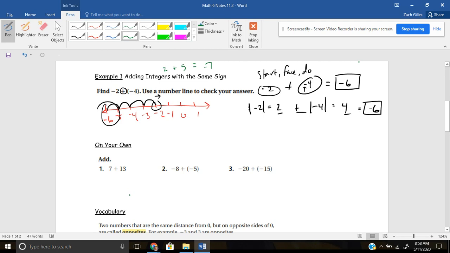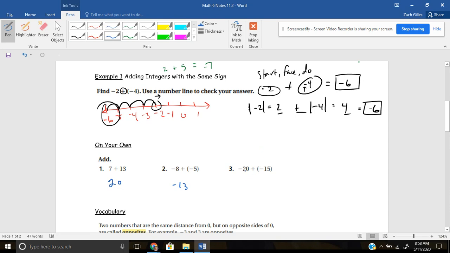Okay, for 1, they're both positive, so my answer will remain positive when I'm adding them. So 7 plus 13 gives me 20. Keep the positive. The absolute value of negative 8 is 8. The absolute value of negative 5 is 5. So 8 plus 5 would give me 13, and keep their common sign, which is a negative.